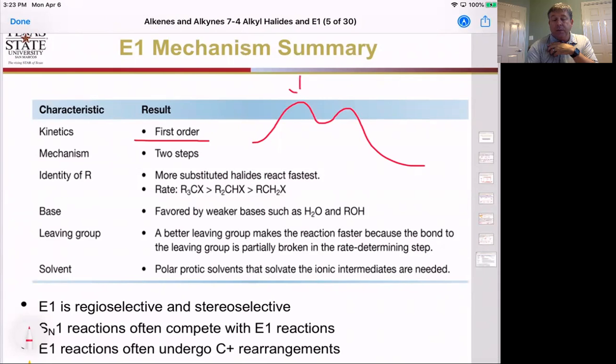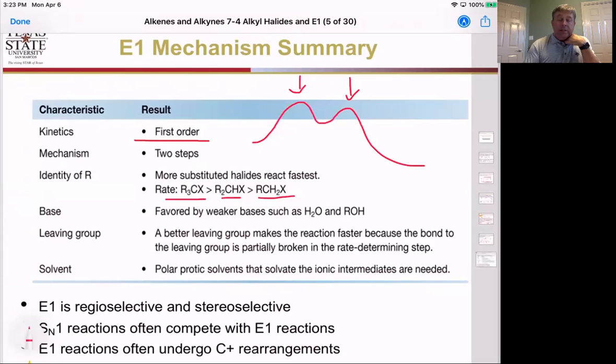So this transition state is when our halide is leaving the group and taking away its electrons. This transition state is where the base is removing the hydrogen, and those electrons between the hydrogen and the carbon are coming in to form our double bond. Because we're forming the carbocation intermediate, tertiaries are faster than secondaries, which are faster than primaries.